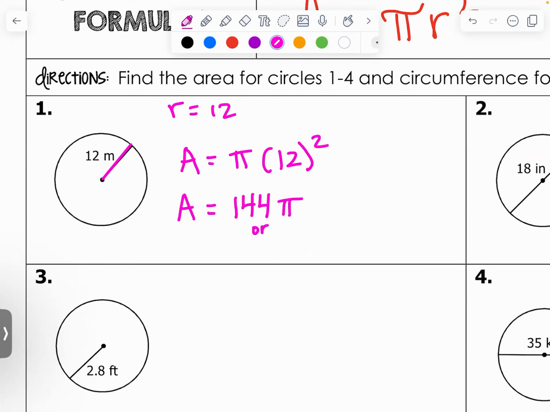In your calculator, I'll show mine over here. You're going to take 144 times, here's your pi button right here. What's 144 times pi? 452.4. Okay. What would the label for our area be? Aha, square meters, meters squared.